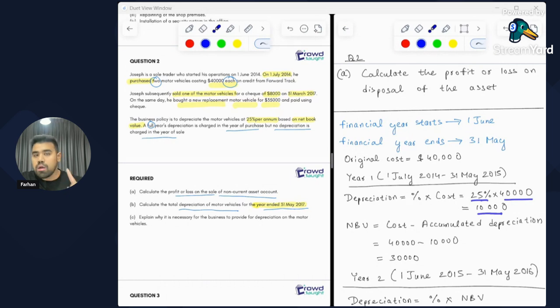All right. Whenever we are using the reducing balance method, always remember to find the net book value at the end of the financial year. So we want to find the net book value at the end of 31 May 2015.